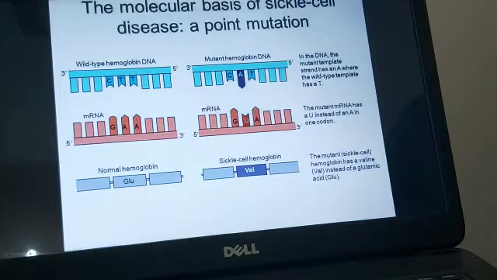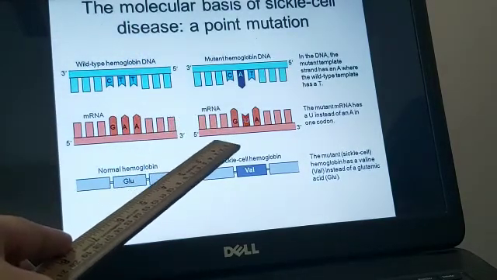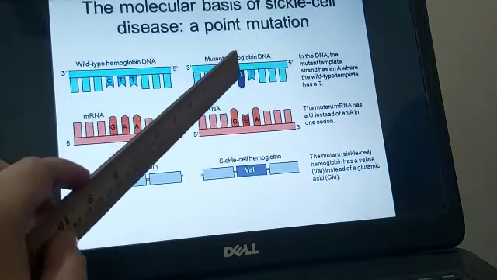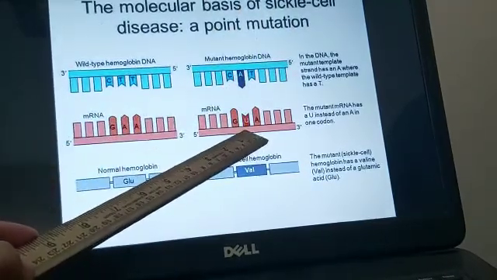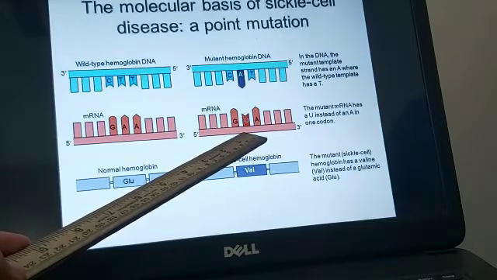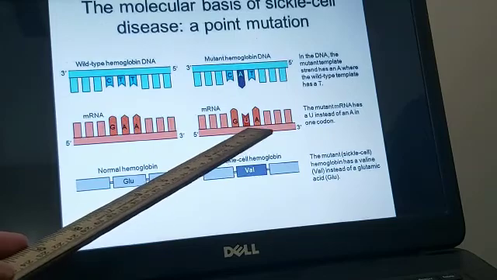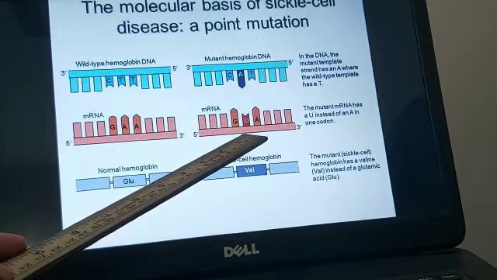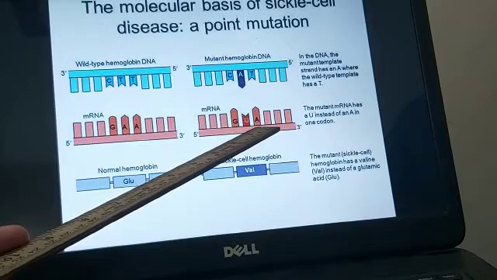In the mutant gene, the cytosine is present, so in the mRNA the guanine is present, that is normal. Whereas here the adenine is present, and here uracil is present. Children, at this point I want you to recall that in mRNA there is no thymine present, and in the place of thymine you have the nitrogenous base uracil. And here this is the thymine, and here you have the adenine present.